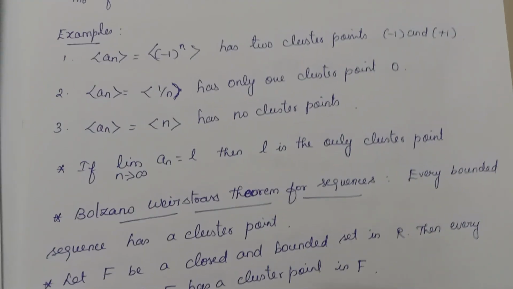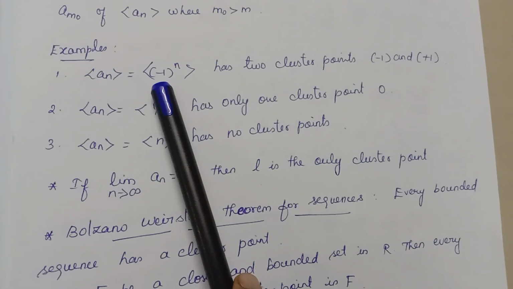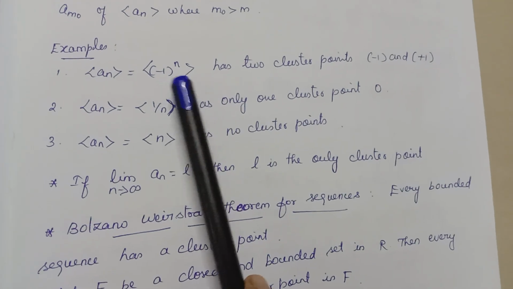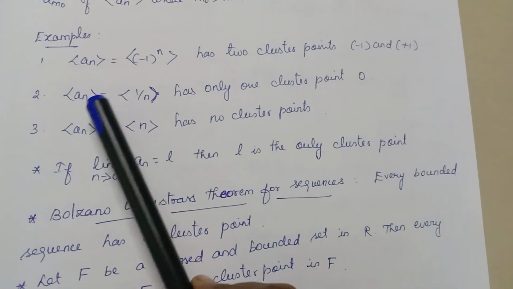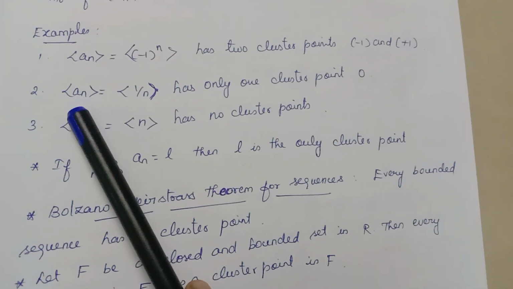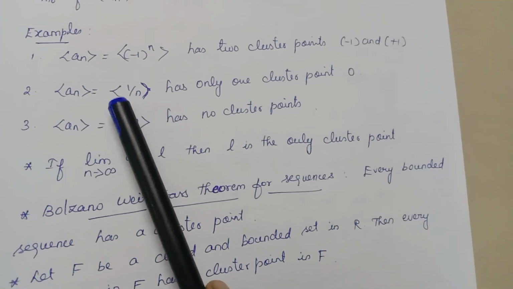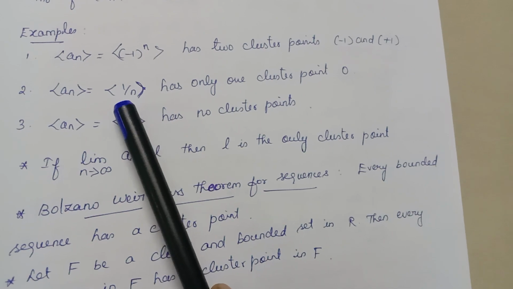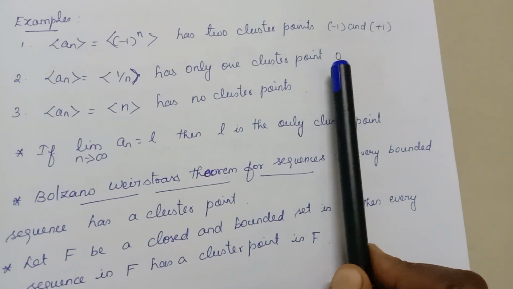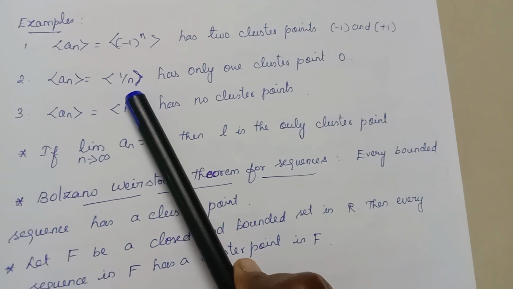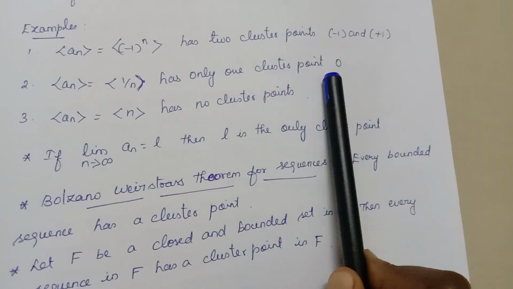Let's see some examples. Consider the sequence minus 1 power n. What are the terms of this sequence? Only minus 1, plus 1, minus 1, plus 1, minus 1, plus 1. So both the points minus 1 and plus 1 are cluster points for this sequence. And then what about the sequence an equal to 1 by n? This is a very well known sequence that it has only one cluster point, 0. This sequence is a convergent sequence, and the limit of this sequence is 0, isn't it? And that 0 is the cluster point.